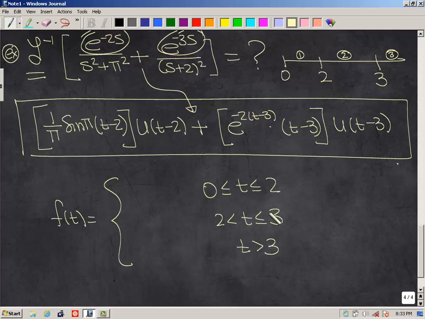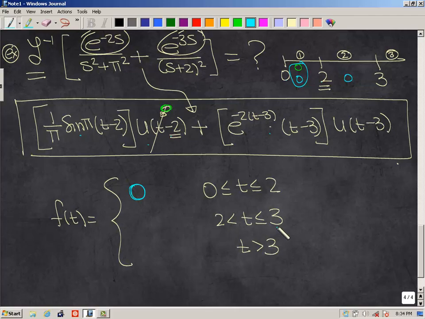Now let's start with this. This one comes on at 2, so until 2 it's going to be 0. So this function is 0 until t is equal to 2. I'll use a green color for that function. This function comes on at 3, so until 3 this is 0. I'll use this blue for that. So between 0 and 2, both of these functions are 0, and if you take something multiplied by 0, something multiplied by 0, we just get 0.